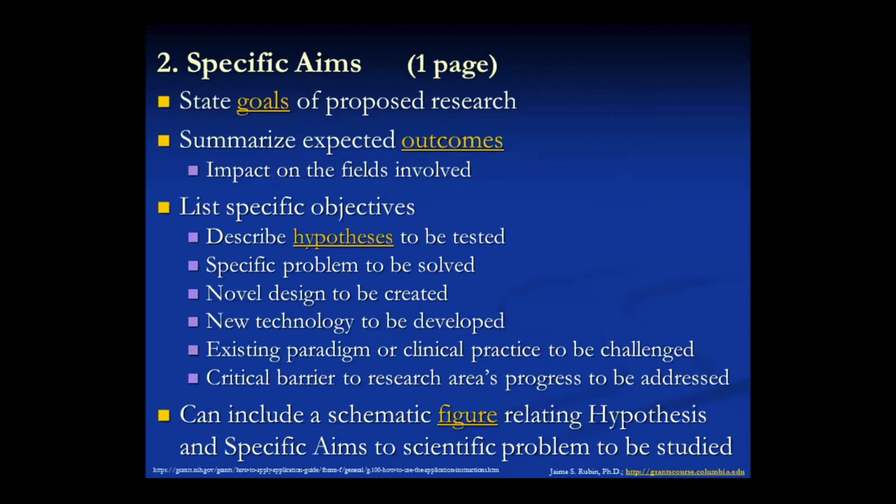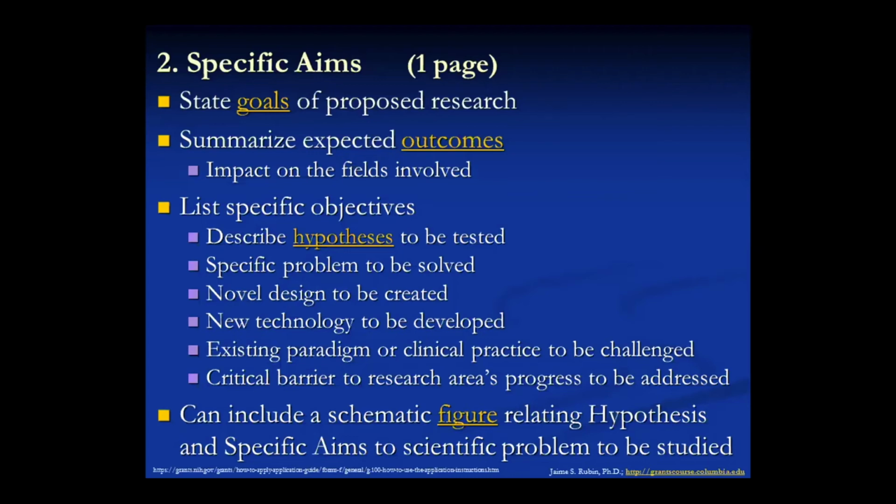So what are the goals of the proposed research? Summarize your expected outcomes and the impact of these outcomes on your field. I think it's very important many times for it to be hypothesis driven. So what are the hypotheses that you're testing? The specific problem to be addressed, any novel design or new technology that you're going to use, existing paradigm or clinical practice that's going to be challenged or shifted. Any existing critical barrier in your field and how your research is going to address that critical barrier.